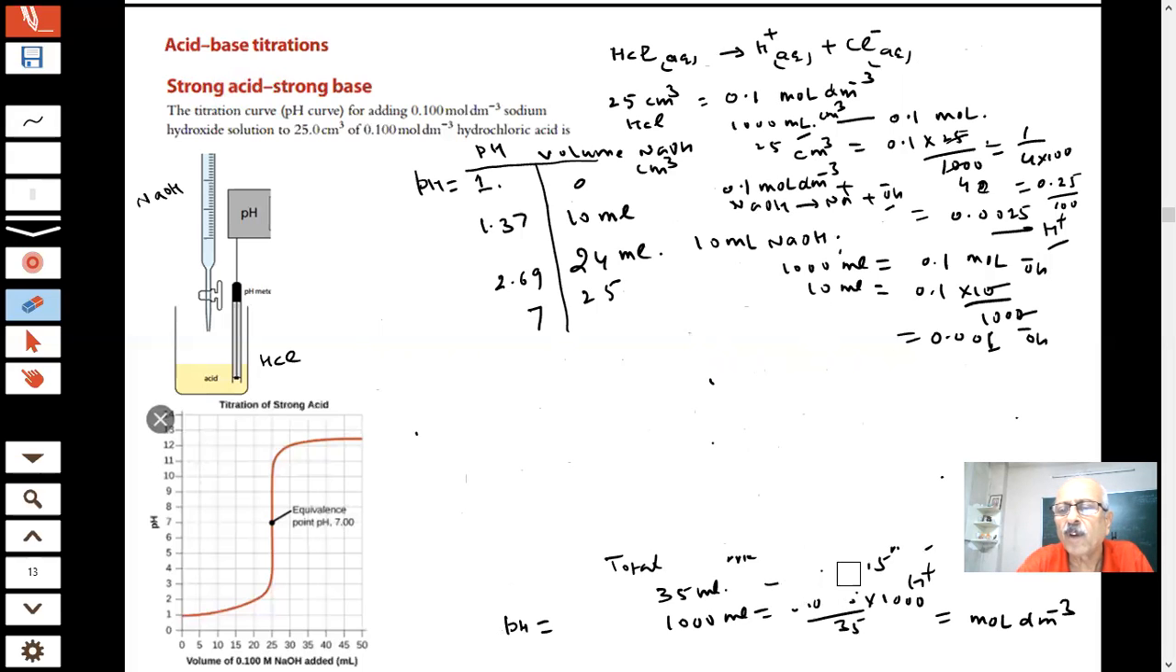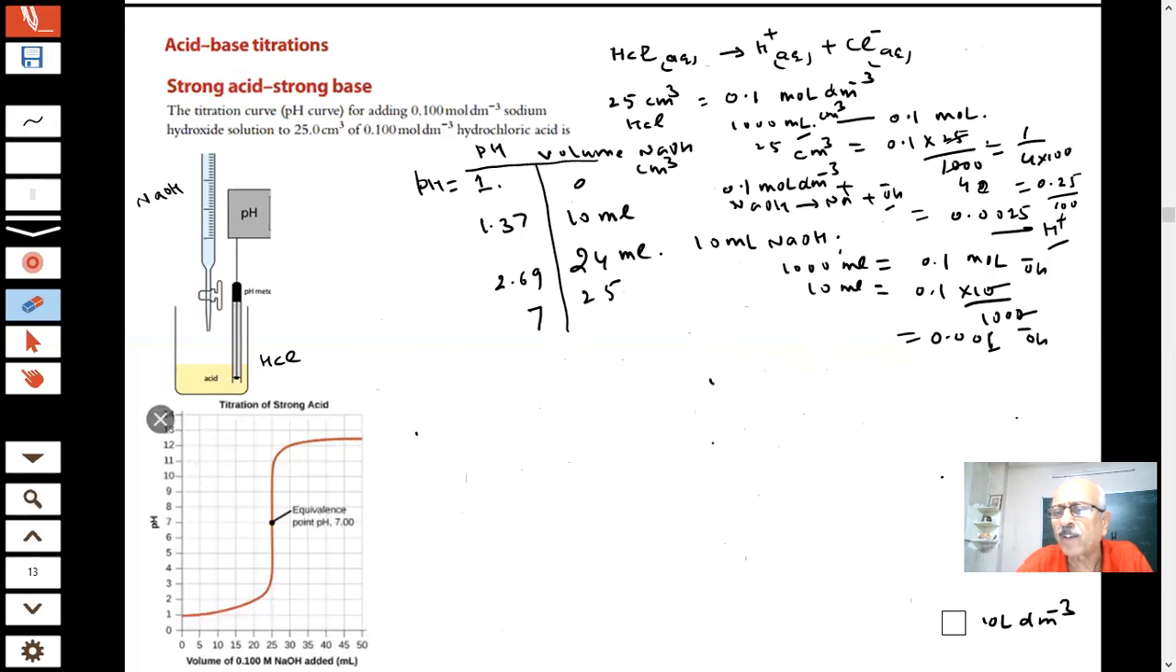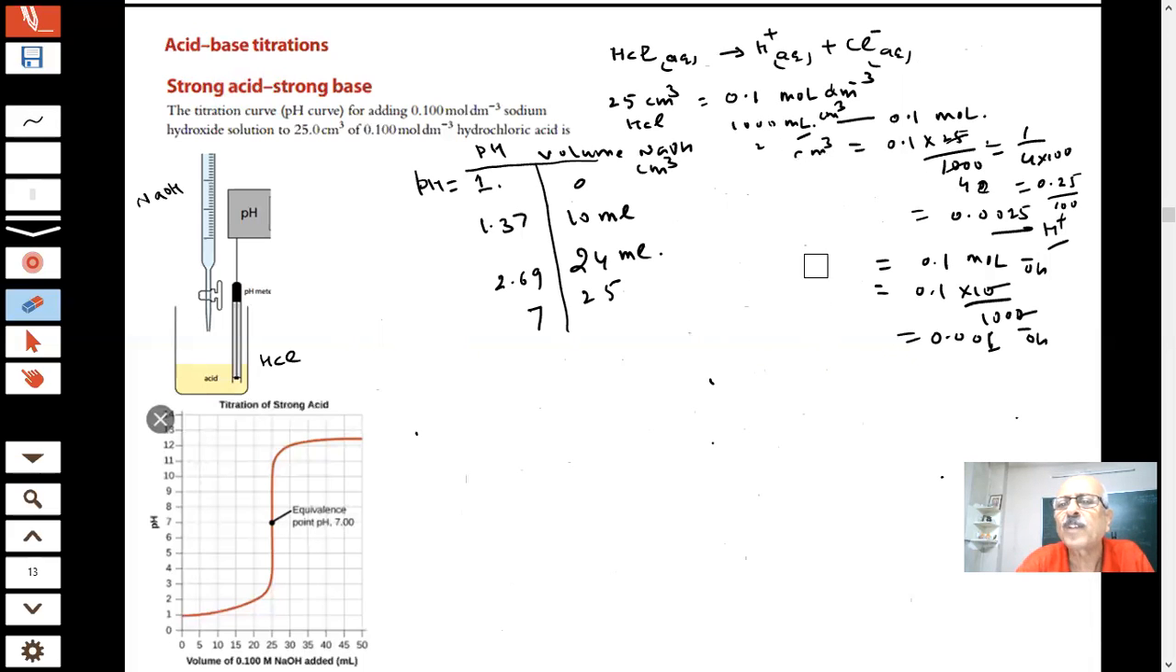So in your book, you will also see they have made a table of the change in pH. How you are measuring the pH? By pH meter. I have a pH meter attached. So I will keep on adding NaOH 1 milliliter, 2 milliliter, 3 milliliter, 4 milliliter. And after adding that, what I will do? I will then find the pH by pH meter, and how much pH will change.